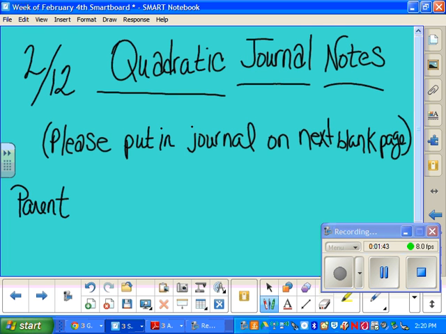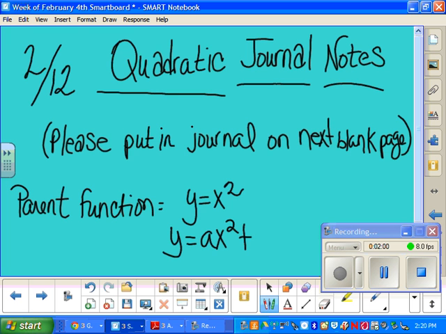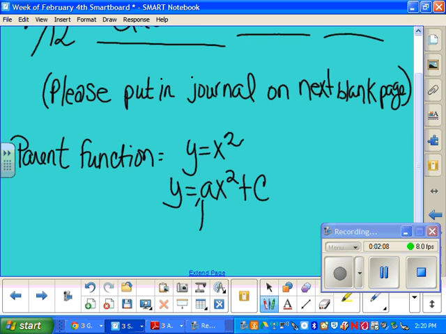So go ahead and write this down. The parent function of a quadratic equation is y equals a x squared plus c. And a is the coefficient of the x squared. And c is the constant. Now that is what makes it go up and down the y-axis.